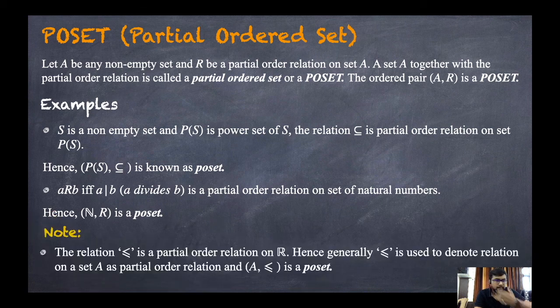Now note, this relation less than or equal to is a partial order relation on the set of real numbers. So generally, this less than or equal to is used to denote the partial order relation on the set A, and we denote it like this: (A, ≤), and that is a poset.